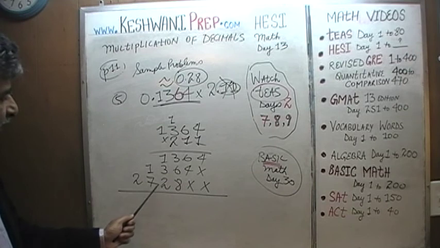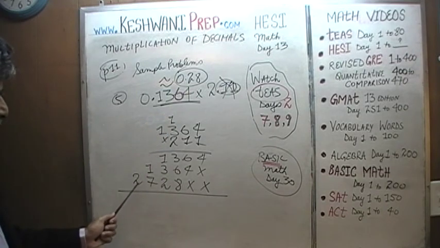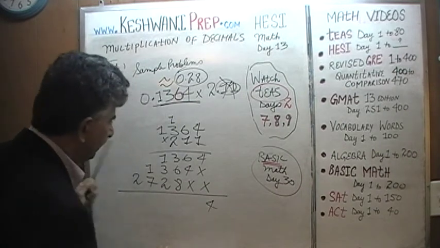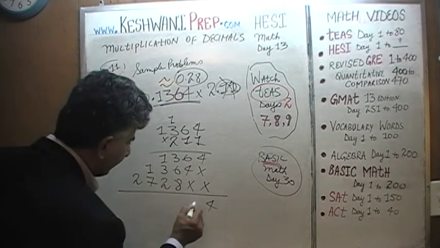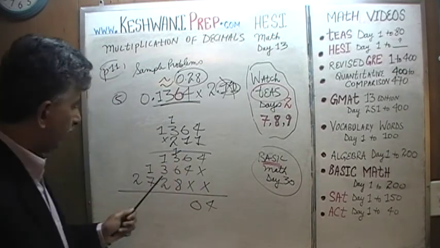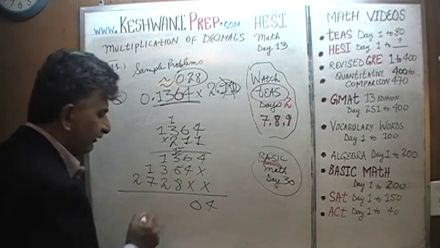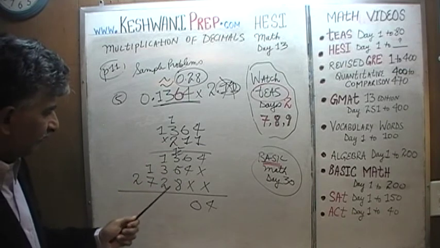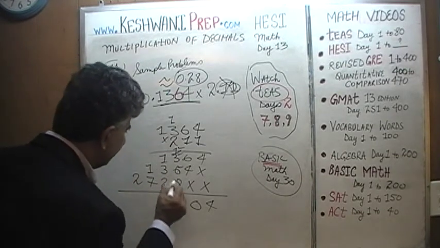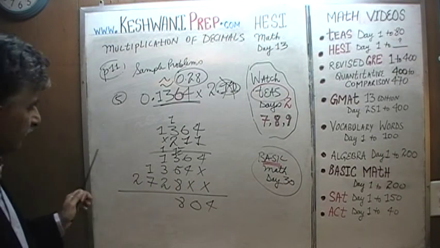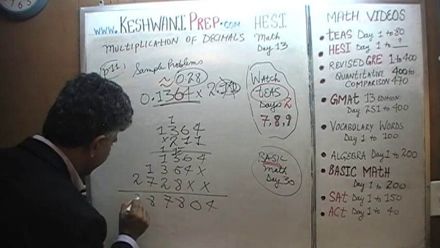Looks like it's going to be 28 point something, right there, which says 0.28 times something. Let's do it out. So this is 4, 6 plus 4 is 10, that's 0, carry 1. 1 plus 3 plus 6 is 10, 10 plus 8 is 18, 8, carry 1. 1 plus 1 is 2, 2 plus 2 is 4, 4 plus 3 is 7. That's an 8 and that's a 2.